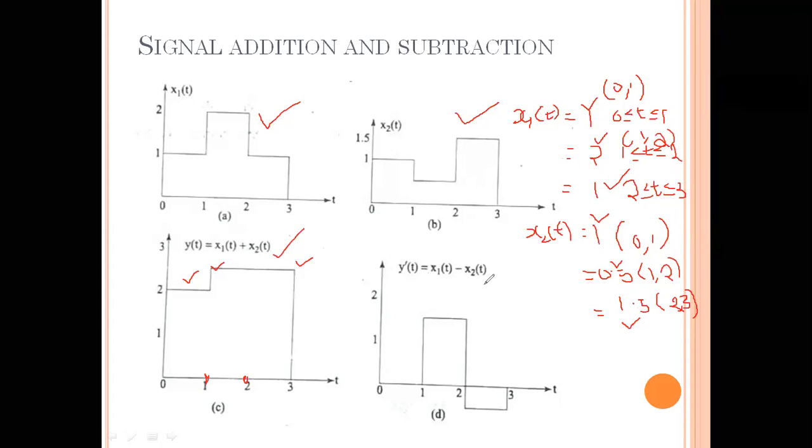Likewise, you are going to get x1 of t plus x2 of t. Similarly, x1 of t minus x2 of t also. So 1 minus 1 is 0, 2 minus 0.5 is 1.5, and 1 minus 1.5 is minus 0.5. This is how you get signal addition and signal subtraction.